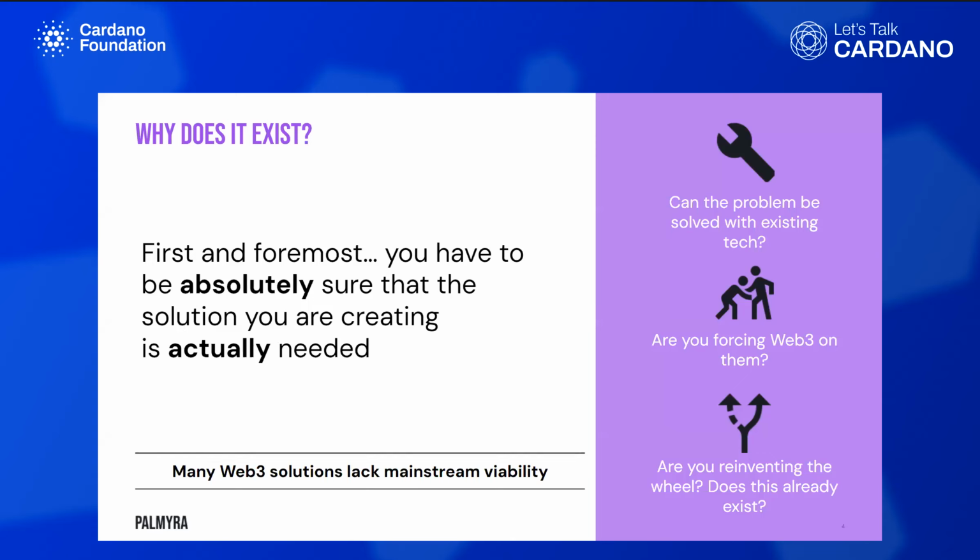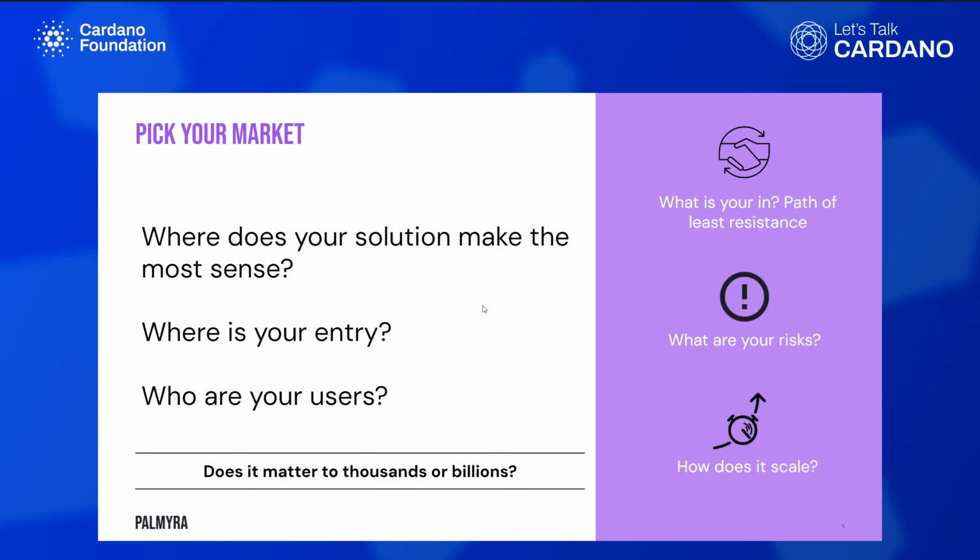Can the problem be solved with existing tech? Are you forcing Web3 on them? Does it really need blockchain? And are you reinventing the wheel, meaning the solution has already been solved, and you're just trying to talk yourself into thinking that what you've got is better? So again, this is a litmus test. Once you pass this test, you can move on to the next part here. Once you say, okay, yes, I have objectively explored the use case in this RWA tokenization project that I have, I want to tokenize this particular commodity or this particular item.